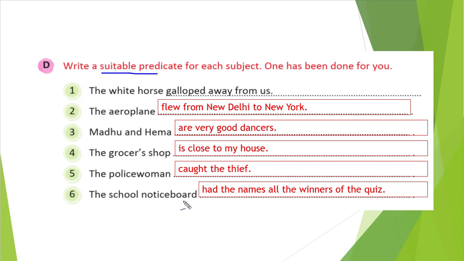Sixth one, the school notice board had the names of all the winners of the quiz, or had the notice about the upcoming quiz. That also you can make a sentence. In a similar way you can make a sentence with whichever comes to your mind, but it should be suitable, not random. It doesn't mean that you can write whatever you like. You need to write a proper, suitable predicate.